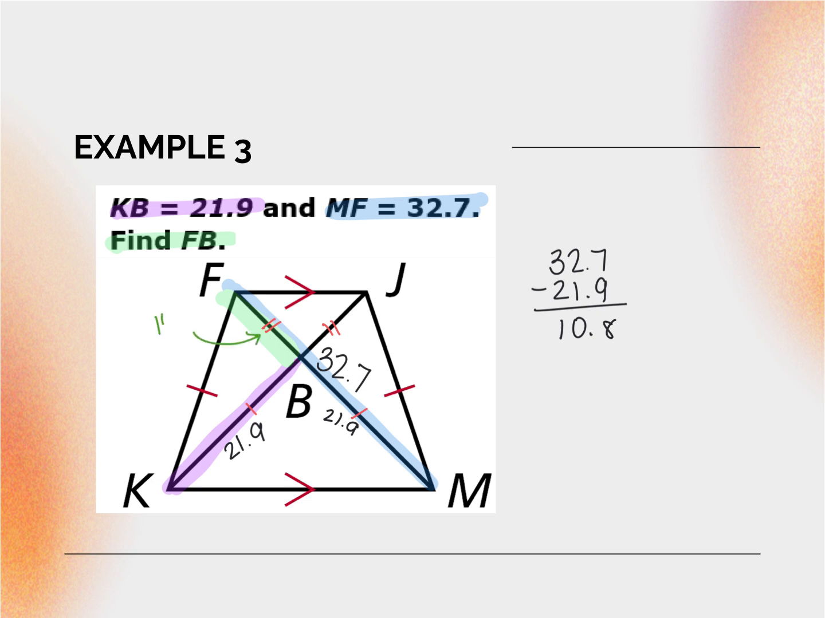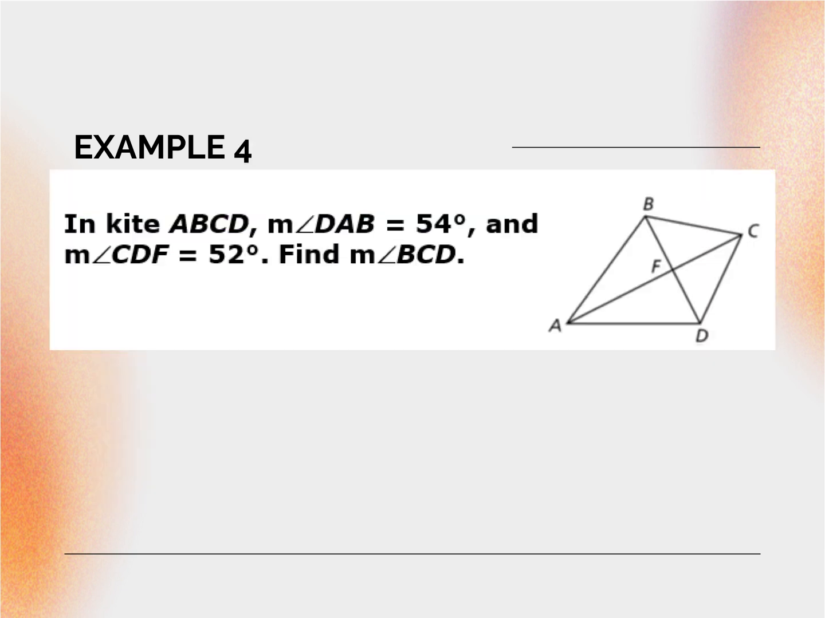So this segment is 10.8. All right, looking at example number 4, we're dealing with a kite. Let's go ahead and label what they're giving me. The measure of DAB, right here, this entire thing is going to be 54 degrees.